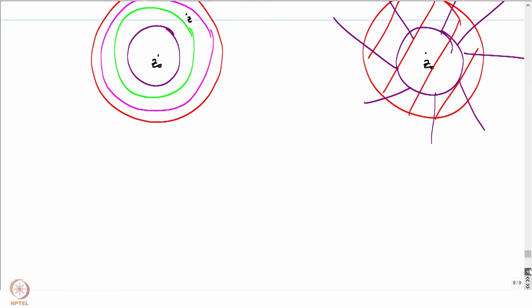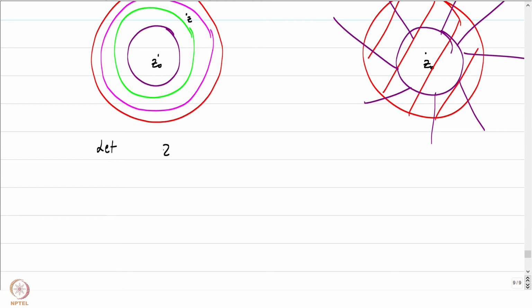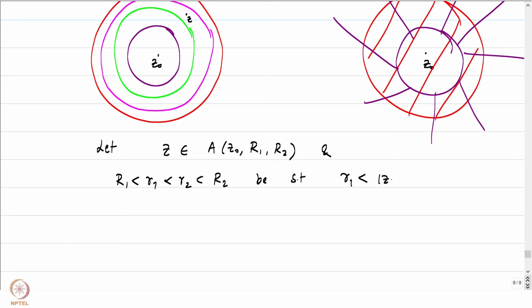So, let us see, let z be a point in the annulus A(z0, R1, R2), with small r1 less than small r2, such that r1 is less than mod z minus z0, which is less than r2.